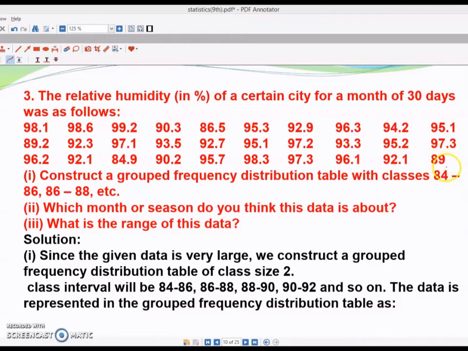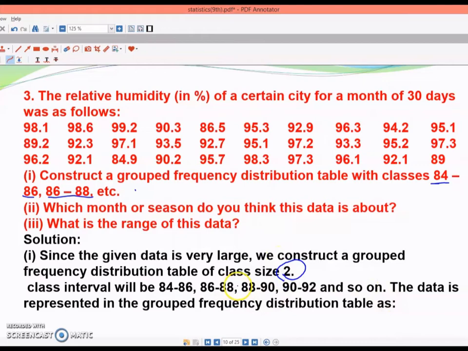So on till the last, 30th day. You have to construct a group frequency distribution table with classes 84 to 86, 86 to 88, etc. So that difference has to be kept the same. That is the class size which they have taken. Here the class size is 2, so you have to take 2. So 88 to 90, then 90 to 92 and so on. They have already specified the class size here.